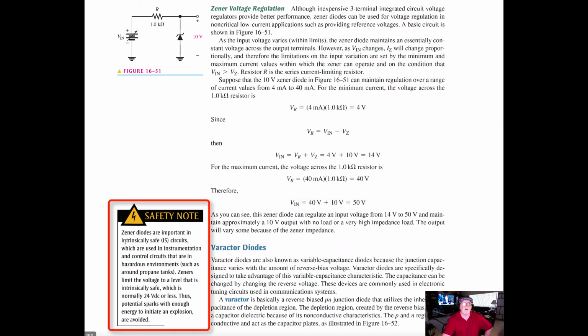As a safety note, Zener diodes are important in intrinsically safe (IS) circuits, which are used in instrumentation and control circuits in hazardous environments, such as around propane tanks. Zeners limit the voltage to a level that is intrinsically safe, which is normally 24 volts DC or less. Thus, potential sparks with enough energy to initiate an explosion can be avoided.